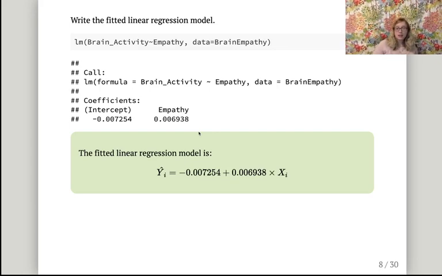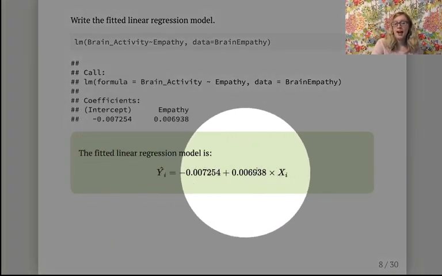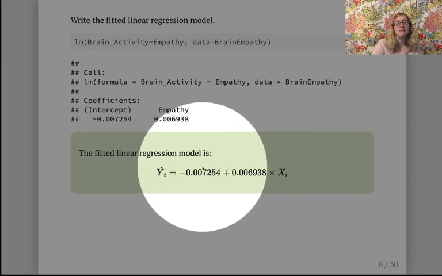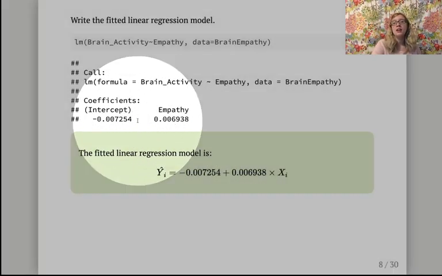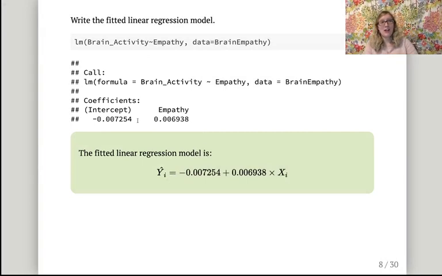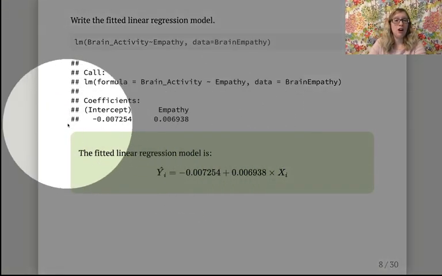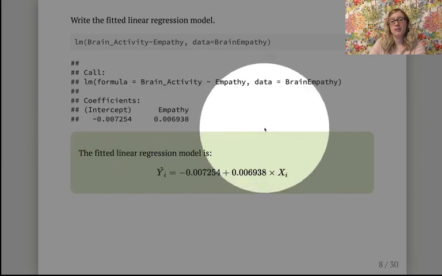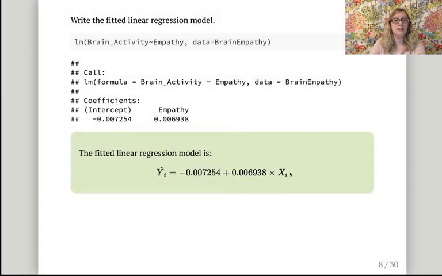Y hat i is equal to negative 0.007254 plus 0.006938 times x. One word to point out at this stage is that the magnitude of these coefficients doesn't really tell us anything about how strong the relationship is. These completely depend on the units of the original data. So we may have large slopes, we may have small slopes. The units of x definitely matter here.